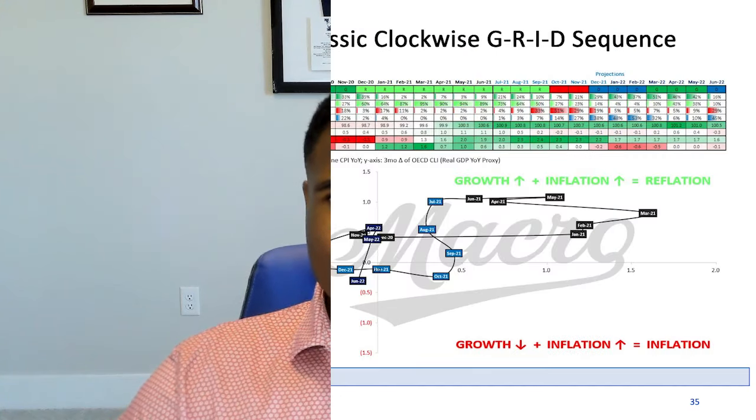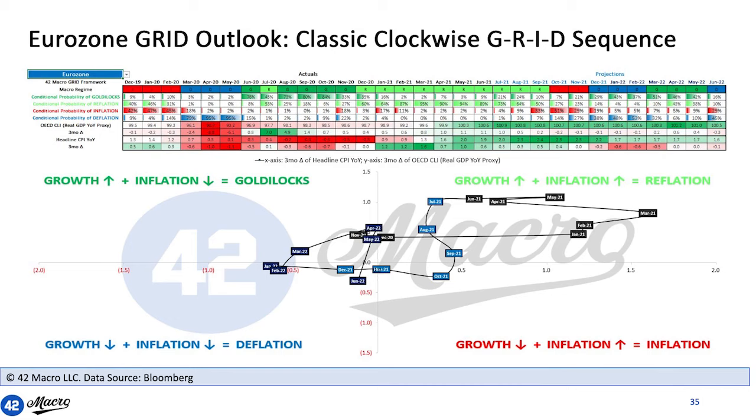On slide 35, looking at the Eurozone GRID outlook. So it's a classic clockwise GRID sequence, just going around the clock, and this is exactly what you would expect to see if you don't have interventionist monetary and fiscal policy in your economy. Obviously, Europe certainly had a decent amount of interventionist monetary policy, but its fiscal policy response has been well shy of what we observed here on this side of the pond.